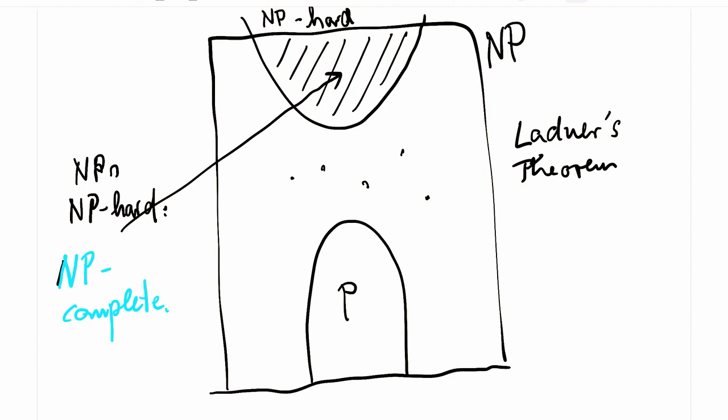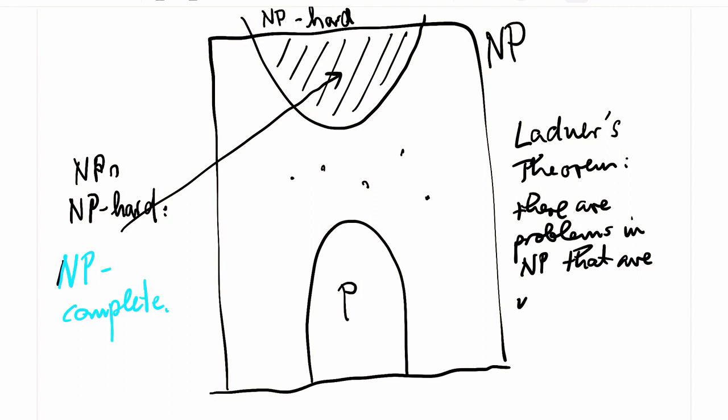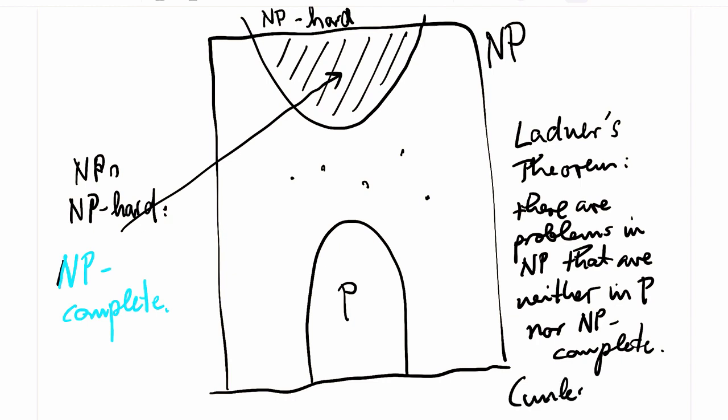These are extremely artificial problems. There are problems in NP that are intermediate. They are neither in P nor NP-complete. Unless P equals NP, which we don't think is true.